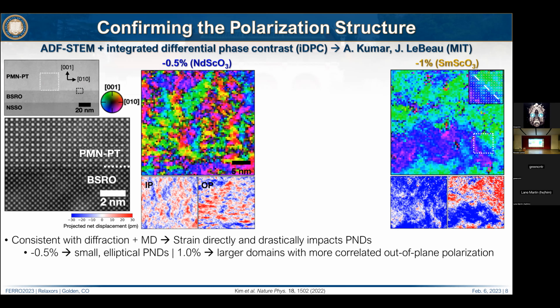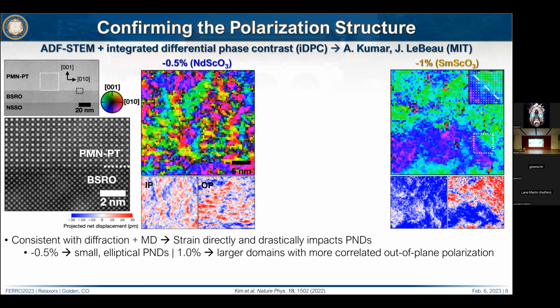So low strain, high strain. You can see right off the bat, the colors are giving you a sense of the polarization directions inside of these materials. Here's the color wheel to help you understand. And then we can break it into the in-plane components and the out-of-plane components on the bottom here. So what we see is that as you go from low strain to high strain, there's a merging of these domains. They start to get a little bit larger.